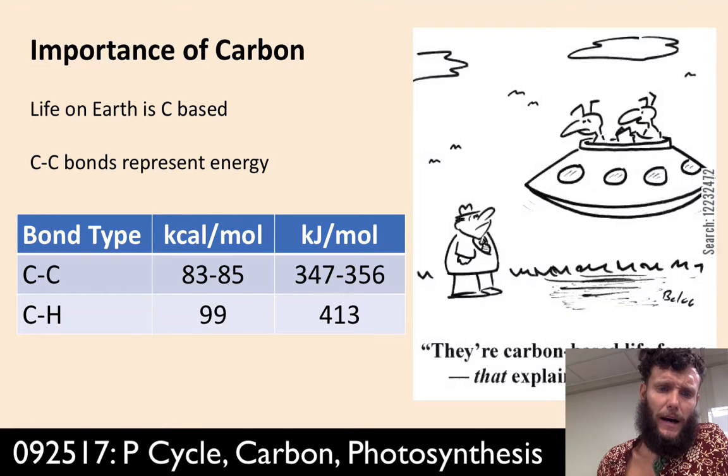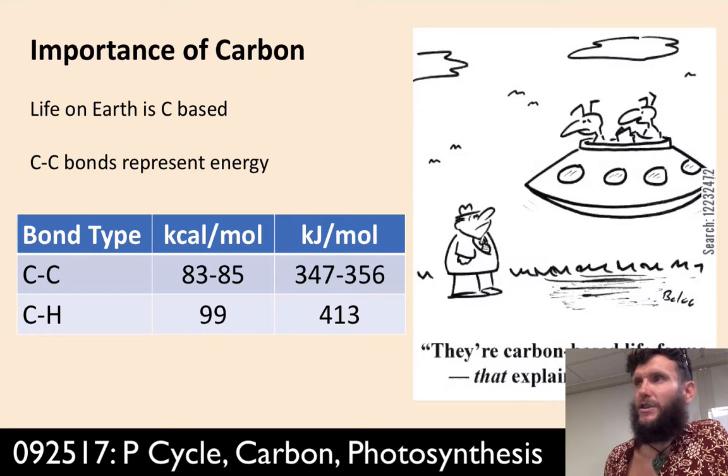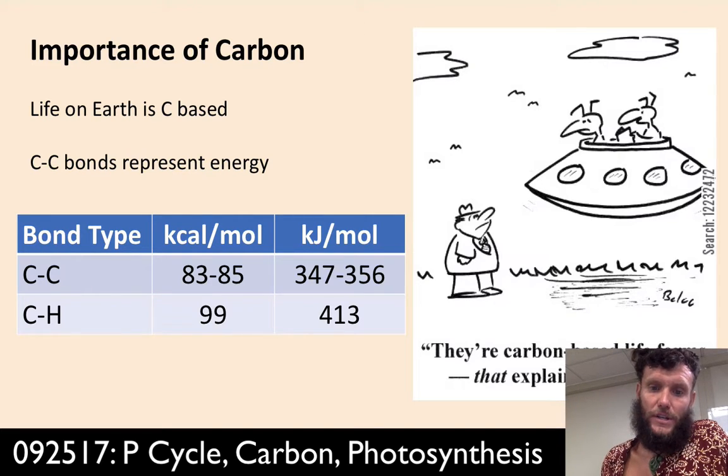The reason that there's a range is that it depends on what else is attached to that carbon, which is going to affect that bond energy. And carbon-hydrogen bonds are also quite energetic. This is why methane is such a rich energy source. It's just a carbon with 4 hydrogens attached to it.